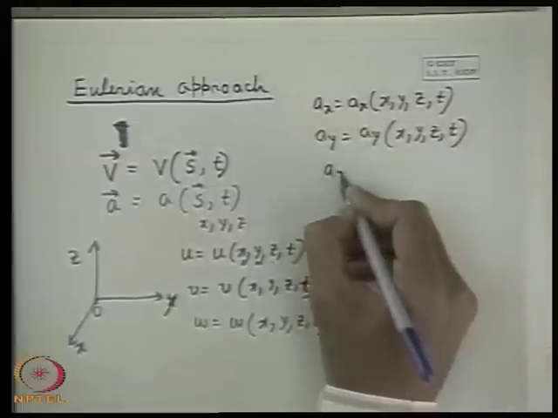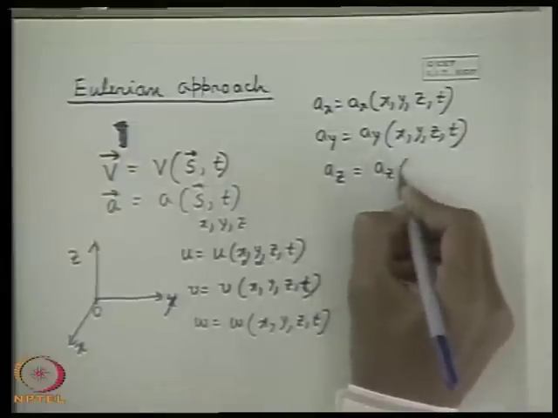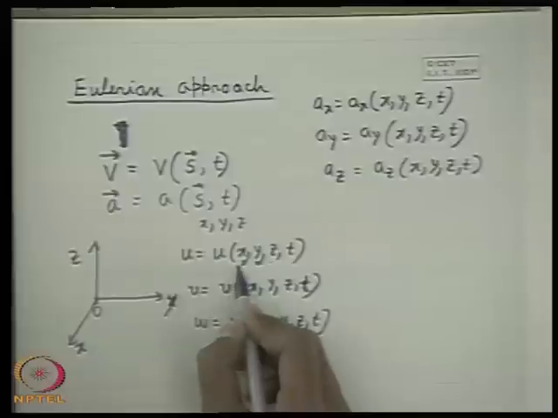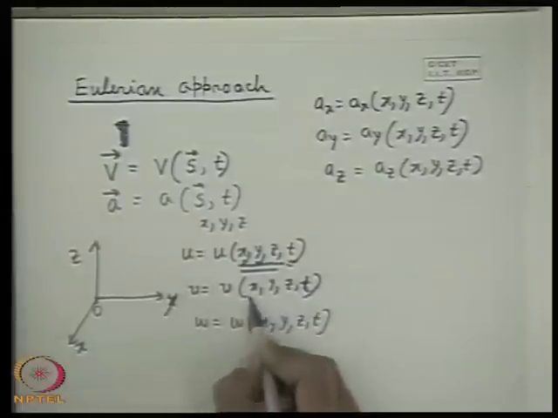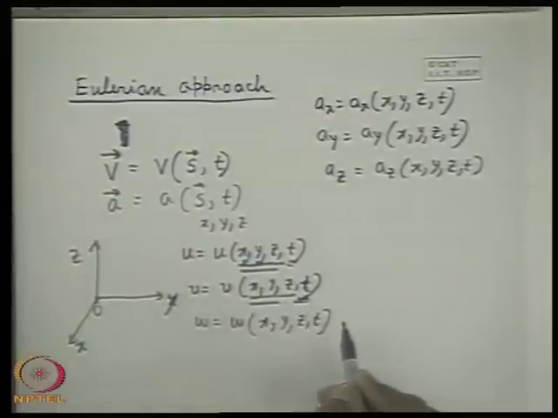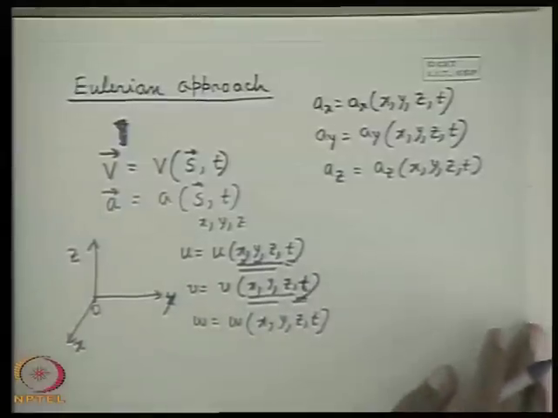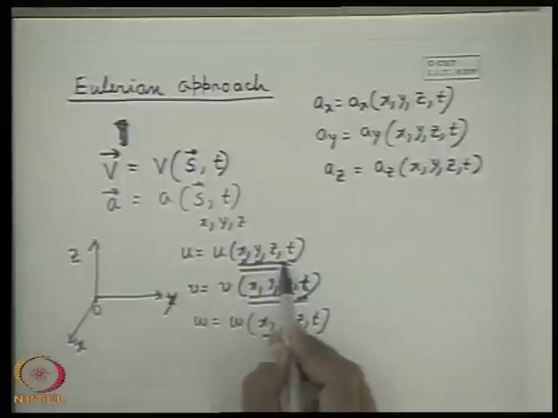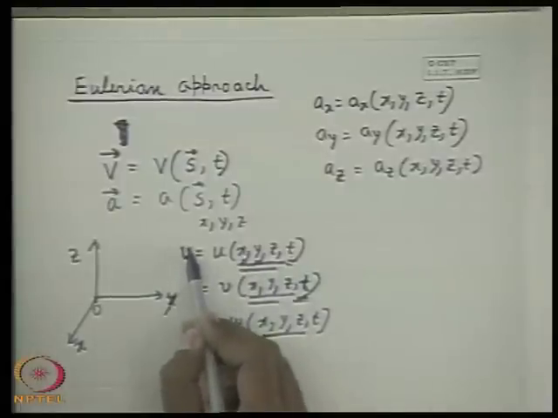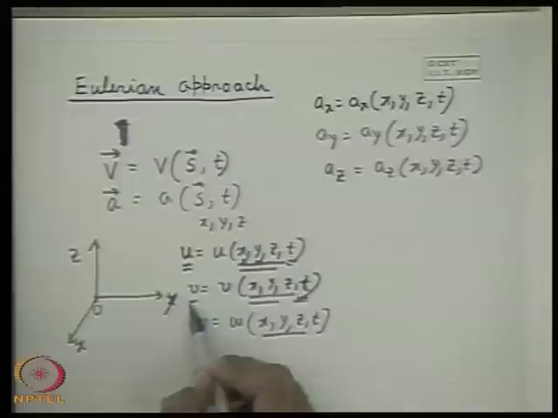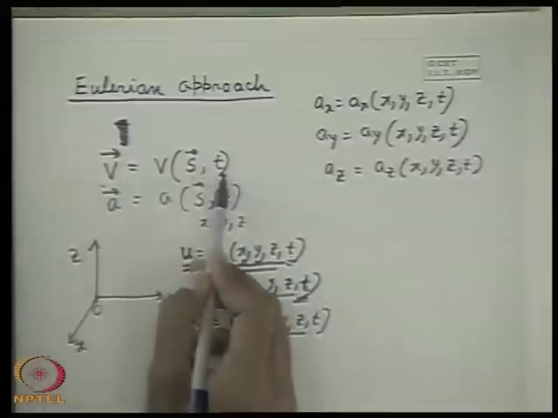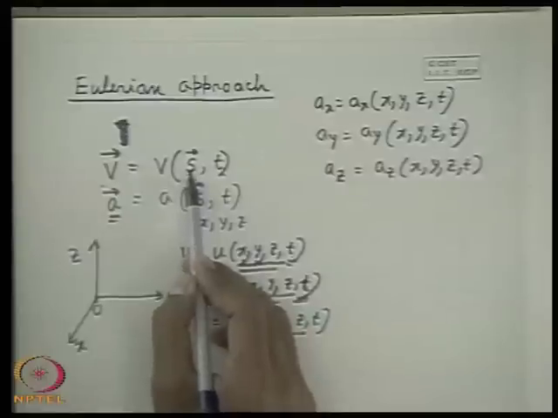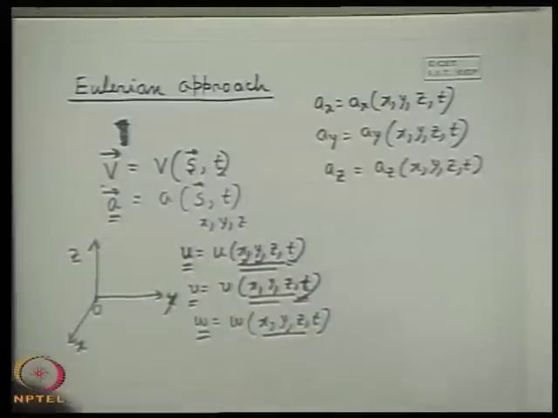And similarly az is a function of x, y, z and t. That means here the velocities and accelerations are described as a continuous function of space coordinates and time, and this is permissible in continuum mechanics with the continuum approach. Assumption for a continuum, as you know, is that any property can be described as a continuous function of the space variables and time, and this is done for the Eulerian approach to represent the velocity components or the velocity vector in one vector equation and the acceleration vector as a function of space coordinates and time. So, this is the Eulerian approach.